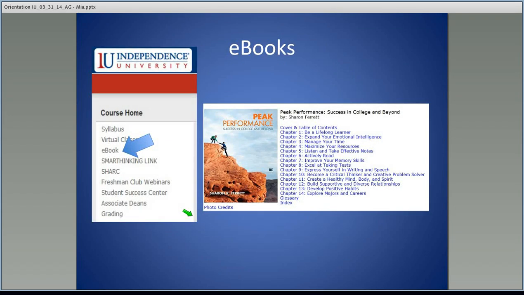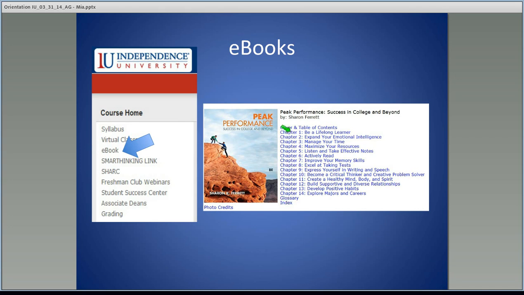Your textbook is actually in an ebook form and can be taken with you anywhere. The beautiful thing about this is you have no heavy book to carry. It's always organized. You're not at any risk of spilling your coffee on it or forgetting it at home when you need it. And all you have to do to access it is have a computer with the internet. So underneath Course Home on the left, you're going to click on ebook, and that'll show you the cover as well as a link for each individual chapter.